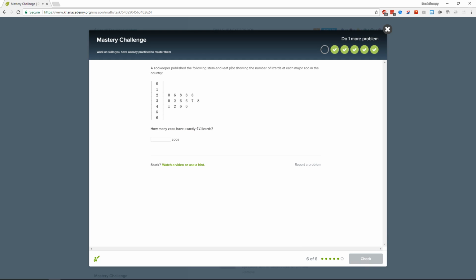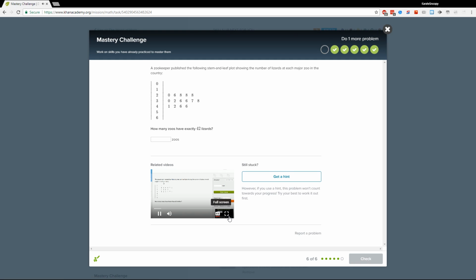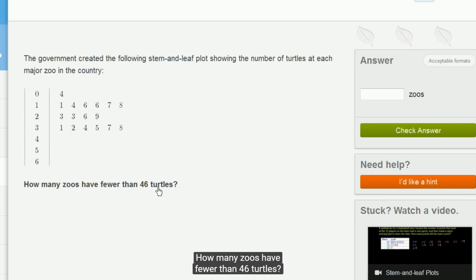A zookeeper published a stem and leaf plot. What the heck is a stem and leaf plot? The government created the following stem and leaf plot showing the number of turtles at each major zoo in the country. How many zoos have fewer than 46 turtles?